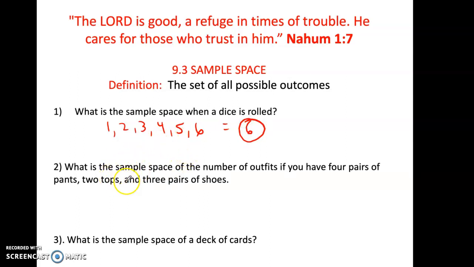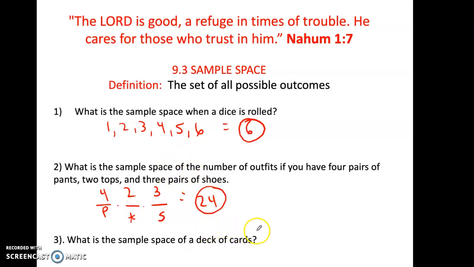What is the sample space of the number of outfits you have if you have 4 pairs of pants, 2 tops, and 3 pairs of shoes? So we're talking about pants, tops, and shoes. And if you recall from the previous section, if you're comparing different items, you use the counting principle. So we have 4, 2, and 3. We multiply that together and we have 24 different possibilities. So the sample space is 24.